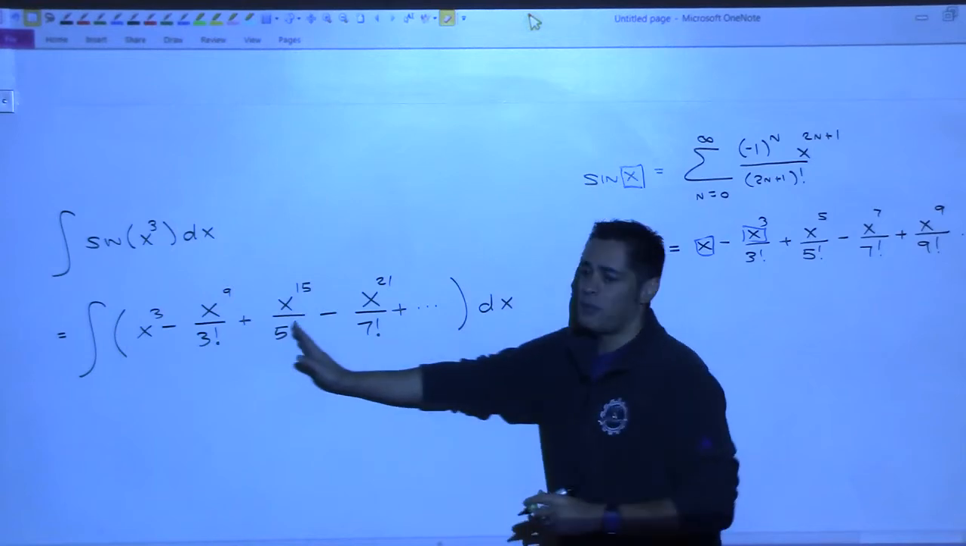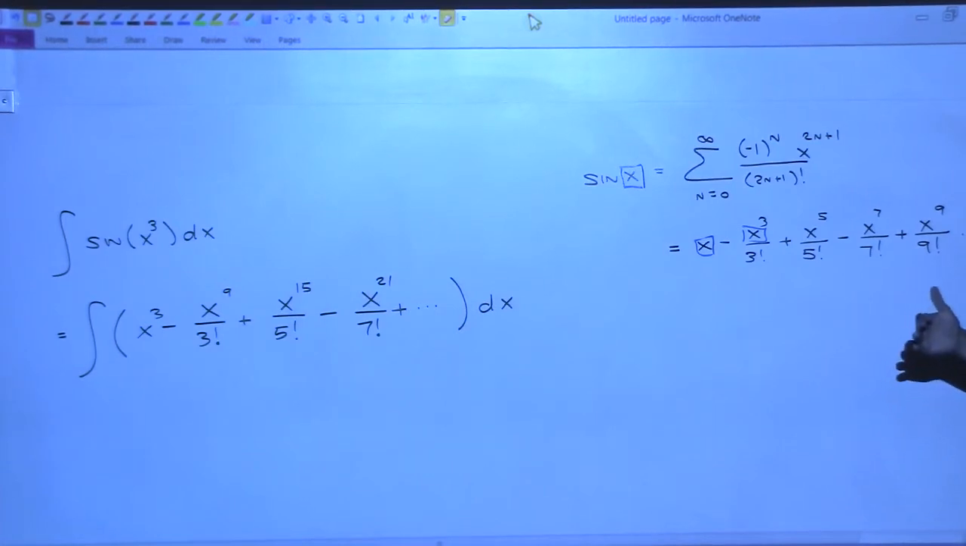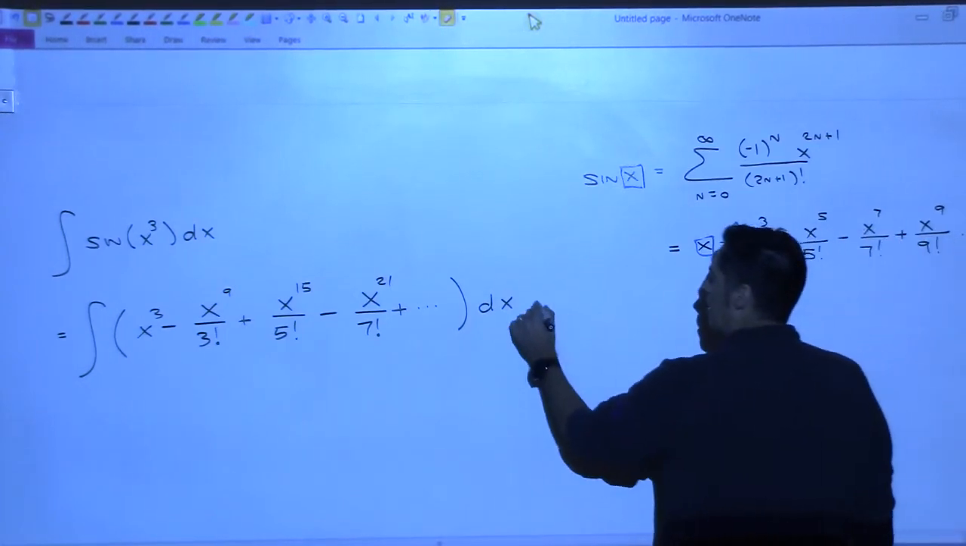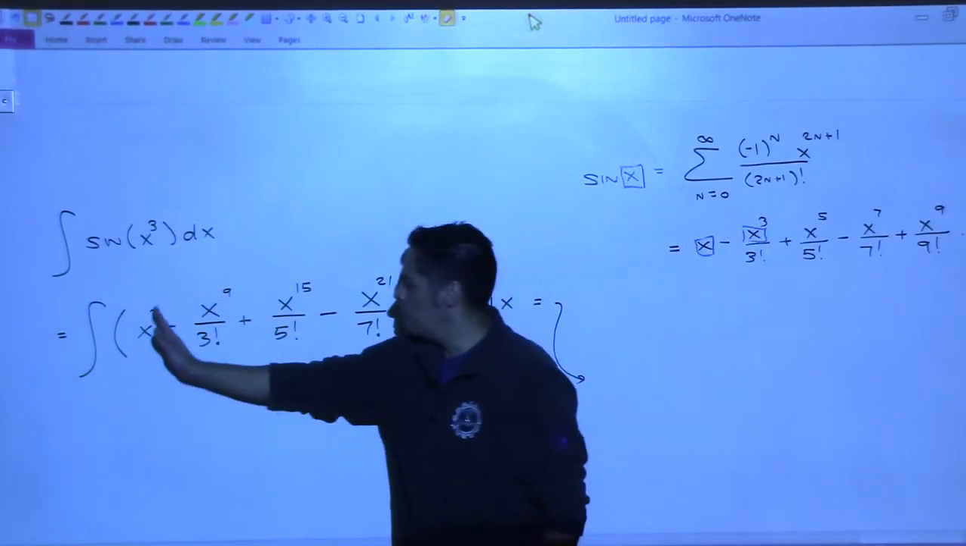The thing is, this goes forever, right? But the whole idea behind the series is that you can go as far as you ever need to get within any precision you want. So that's good enough. And now we actually just find the antiderivative. So we do it term by term, right? Each one, boom, boom, boom.